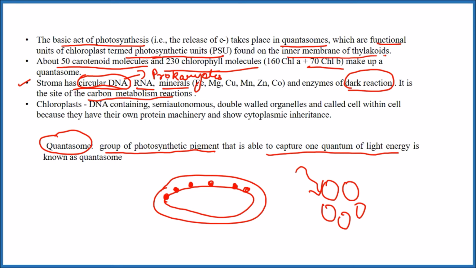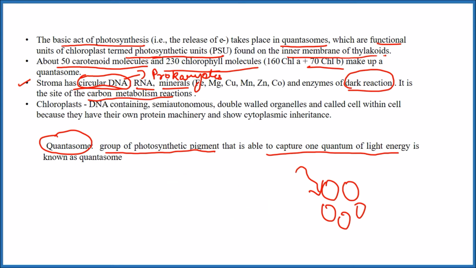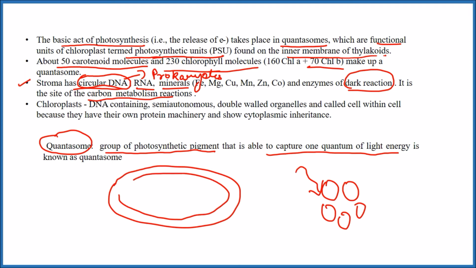So what happens? If we take the chloroplast structure, the light reaction occurs in the thylakoid, and the product of the light reaction is used by stroma, which we call carbon metabolism reaction, also known as dark reaction, which doesn't mean it takes place at night, right?